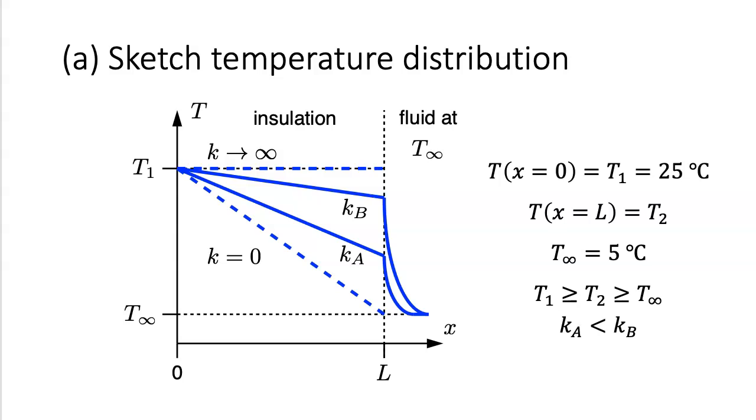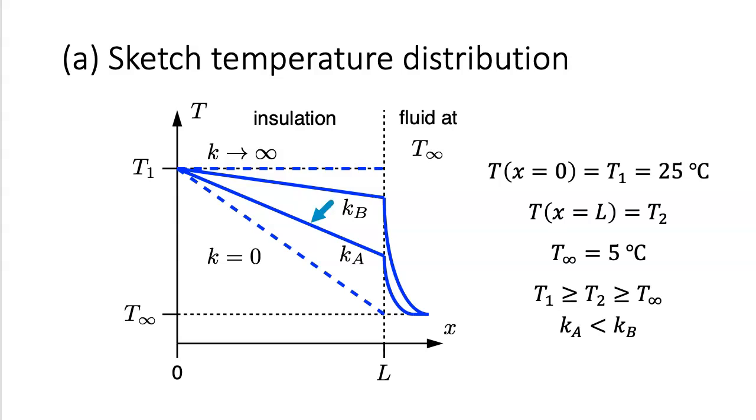Next, we know that for steady one-dimensional conduction in Cartesian coordinates with no internal heat generation, the temperature distribution will be linear. Thus, we can add straight lines for the temperature for the two different conductivities, where the temperature must decrease with x by the second law of thermodynamics for heat transfer from hot to cold.